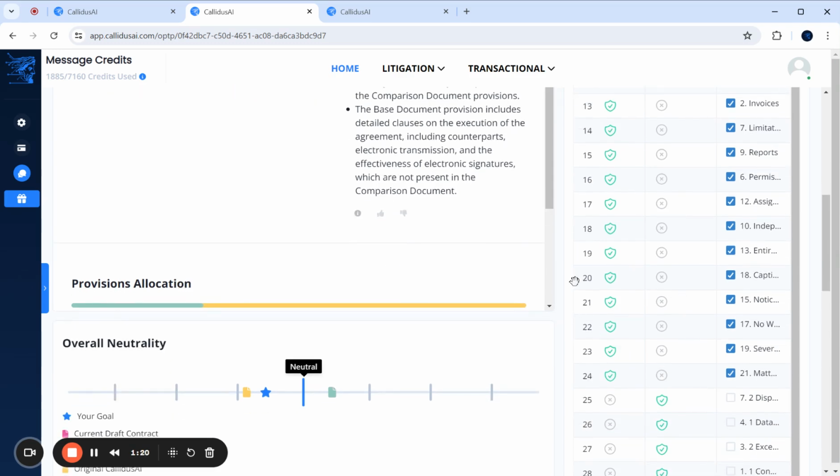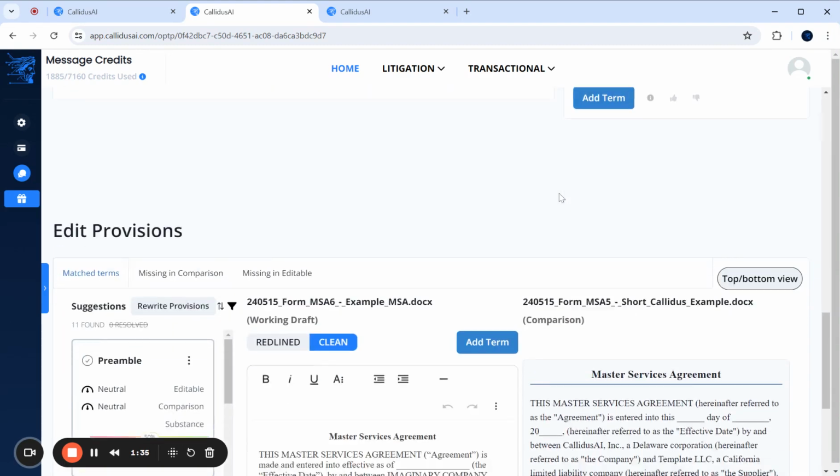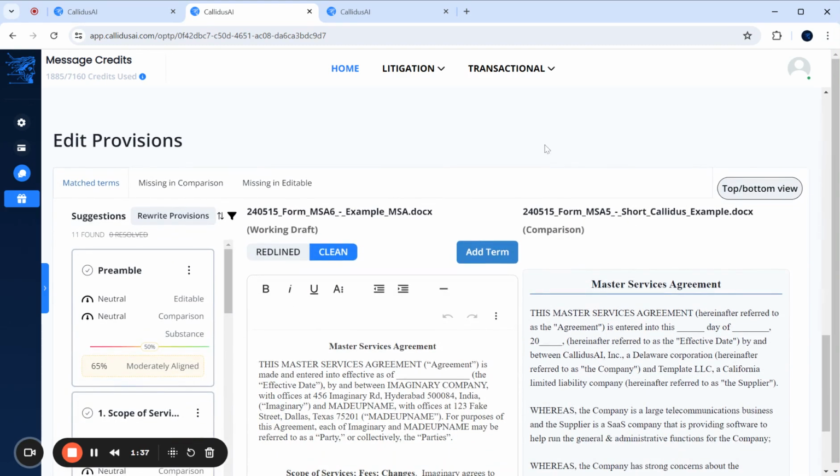So in about a minute or so, you skip that initial reading to determine how far apart this third party's contract is from what you typically prefer. And instead, you get this fantastic breakdown and summary of the differences and similarities. From there, we go into the redlining area.